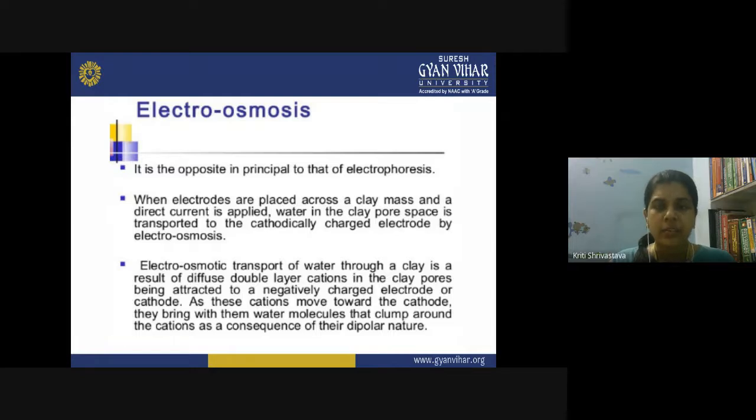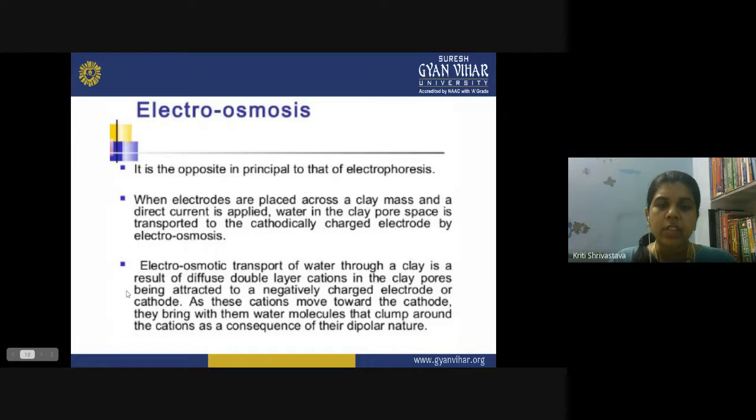But in the case of electrophoresis, we have seen that the colloidal particles were moving, right? So electroosmosis is just opposite to electrophoresis. In electrophoresis, the colloidal particle is moving. In electroosmosis, my solvent molecule is moving. You can remember this by the simple fact that in osmosis only solvent is moving, so in electroosmosis also solvent is moving. Electroosmotic transport of water through a clay is a result of diffuse double layer cations in the clay pores being attracted to the negatively charged electrode or cathode.